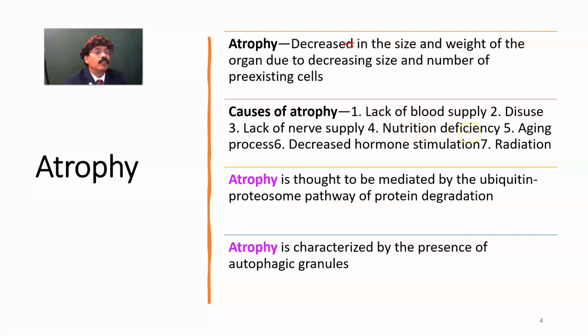Nutritional deficiency will lead to atrophy. The aging process will lead to atrophy. Decreased hormone stimulation will cause atrophy, and also radiation hazard will lead to atrophy of the tissue where radiation is falling. Atrophy is thought to be mediated by the ubiquitin proteasome pathway of protein degradation. This is one theory. Atrophy is characterized by the presence of autophagic granules. These autophagic granules come from the debris of the mitochondria, Golgi apparatus, or the endoplasmic reticulum.